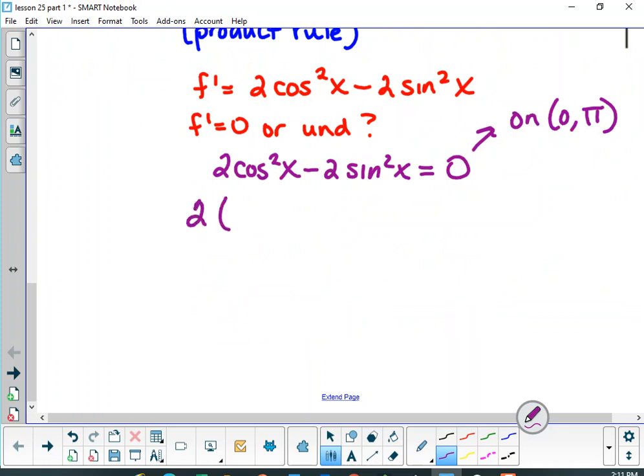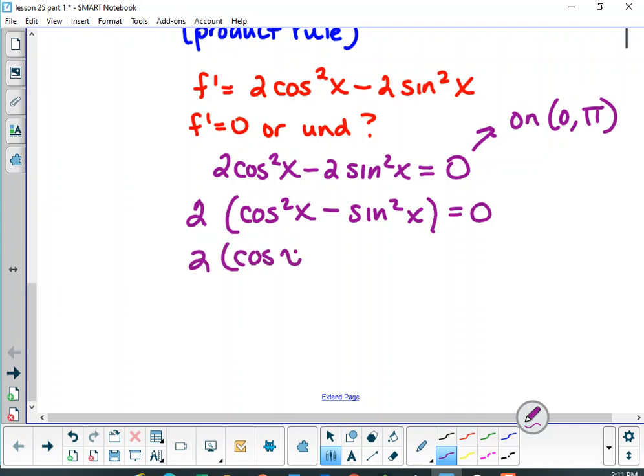I'm going to do a factoring here. I'm going to factor out a 2. Lots of algebra techniques we can use here. This would be the one I would do. And then think about my difference of 2 squares. So cosine minus sine and cosine plus sine.